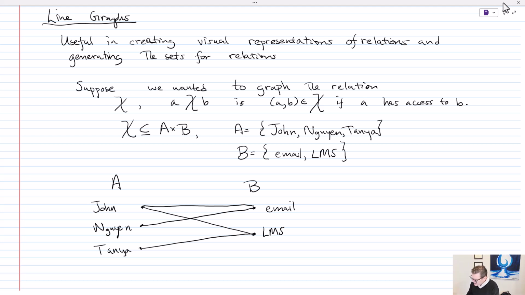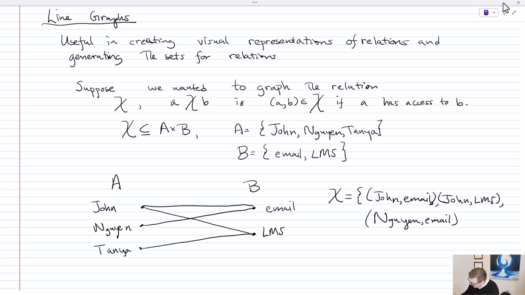So what this line graph has done is it allows us to generate the set that we'll call X. And X is going to equal (John, email), (John, LMS), (Nguyen, email), and (Tanya, LMS). And that defines the relation based upon this graph.